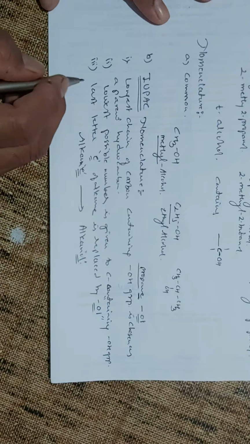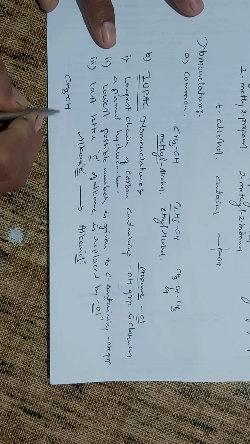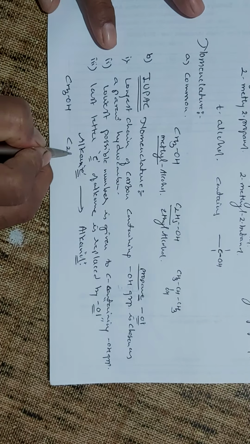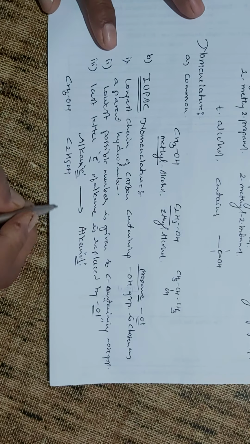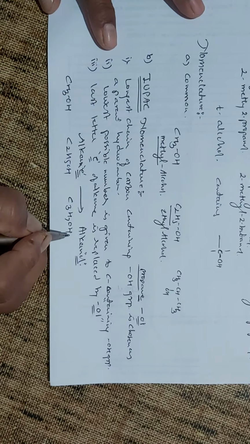And so in this way we'll have the examples, that is, this is methanol, CH3OH. C2H5OH is ethanol. C3H7OH is propanol.